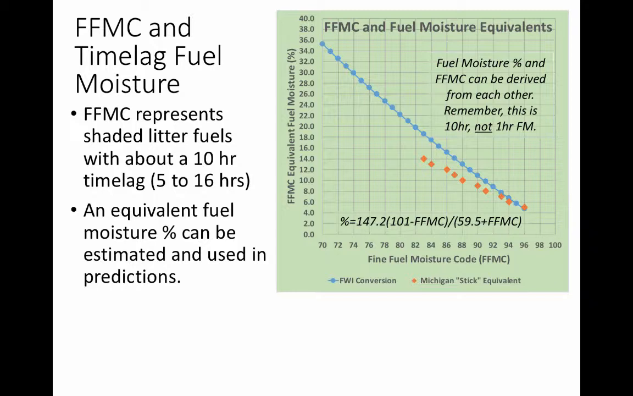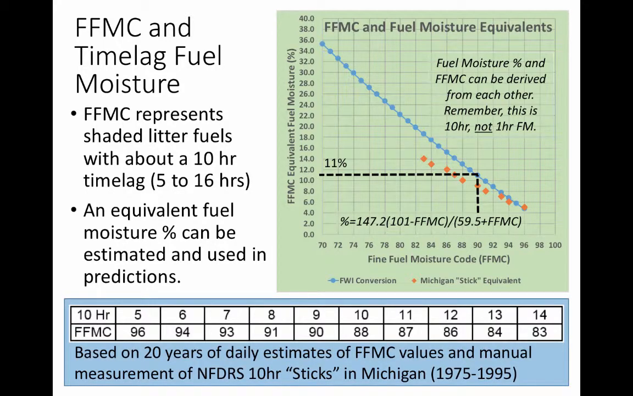FFMC can be represented as a fuel moisture. The graph here is an easy tool for that conversion. If the FFMC were 90, the corresponding fuel moisture is 11%. Using the NFDRS fuel moisture stick, 10-hour fuel moistures were measured for many years at fire weather stations. Using 20 years of this data from Michigan, FFMCs were compared to fuel stick moistures where the sticks were unshaded. The orange diamonds on the graph represent this relationship. Using the earlier example, an FFMC of 90 is compared to about a 9% instead of 11% fuel moisture. This perhaps shows the effect of shading on those 10-hour fuels.